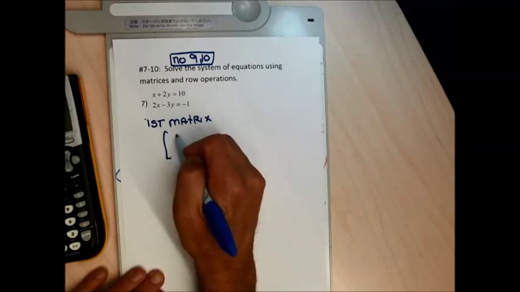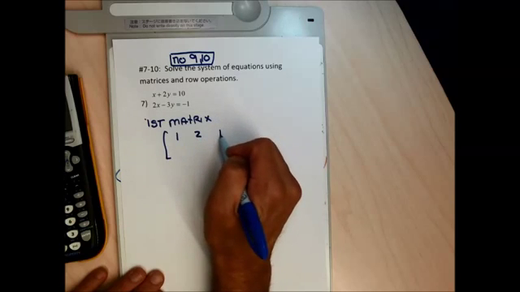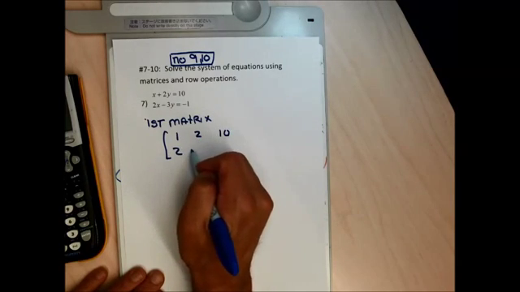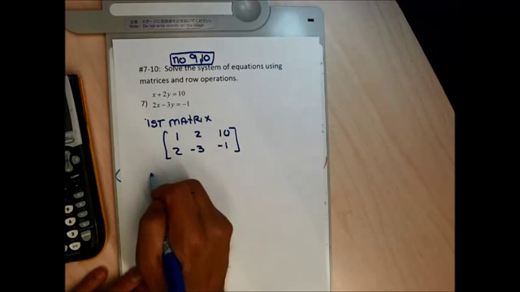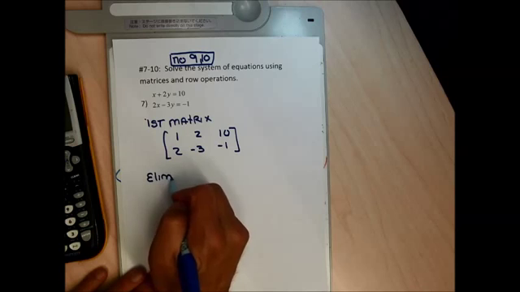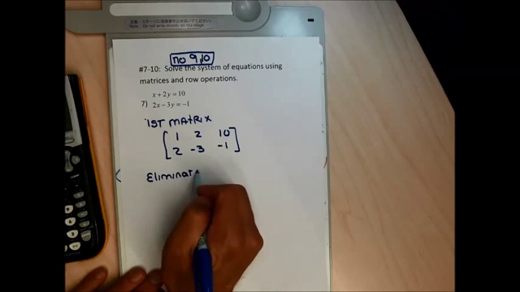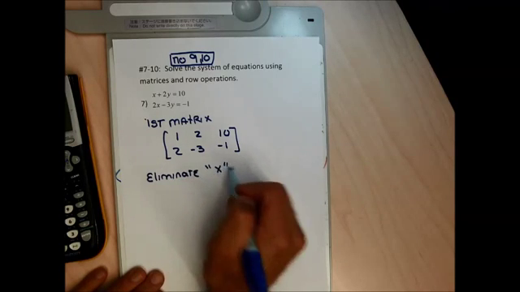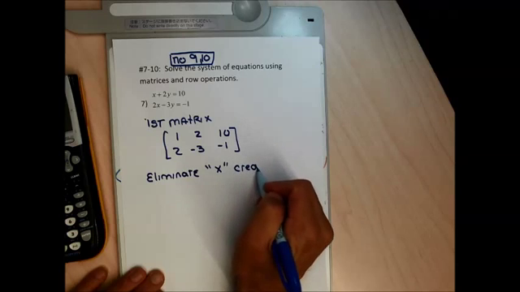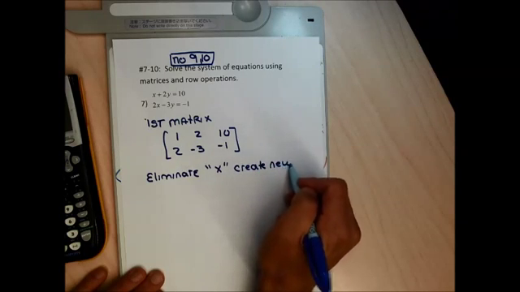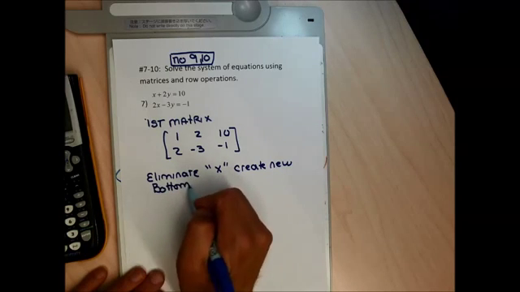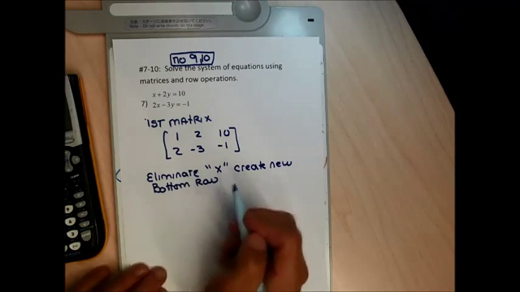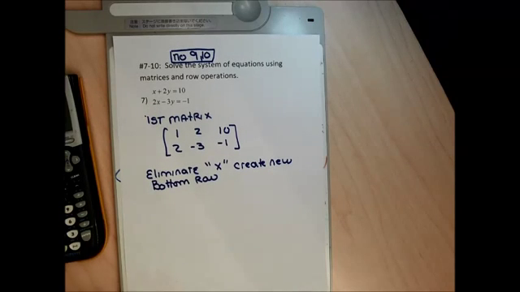My first matrix is going to be 1, 2, 10, 2, negative 3, negative 1. On my first step, I'm going to eliminate the x's and create a new bottom row. If your work gets sloppy here, you're going to lose some points for not following the practice that you need to do to solve these in case you need to do matrices in a higher class.